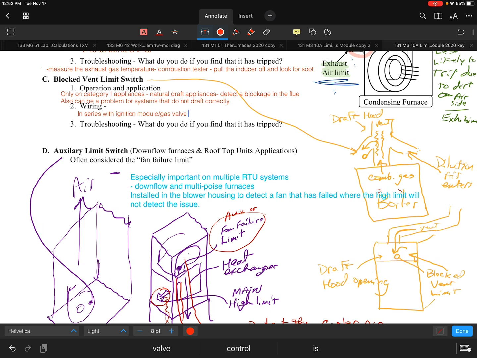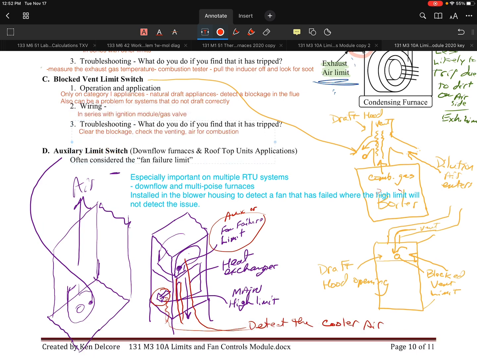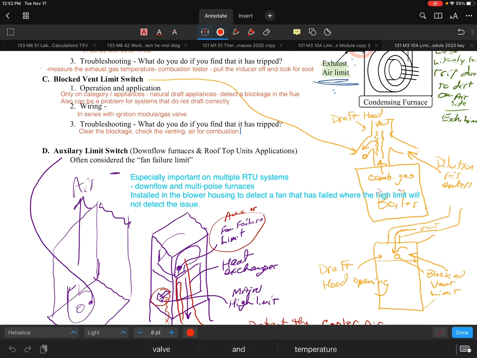So, all right, let's talk about some of the troubleshooting on that. What do you do if it's tripped? Well, if it's a blockage, clear the blockage. I think to some extent the obvious things are do the obvious things. Now, I'm not saying every time it's going to trip because of a blockage, but I am saying check the venting, check the air for combustion. These are all things that could be an issue, and that could make it very challenging for a technician. So not super easy. It's not the easiest one, but you're going to want to look for that.